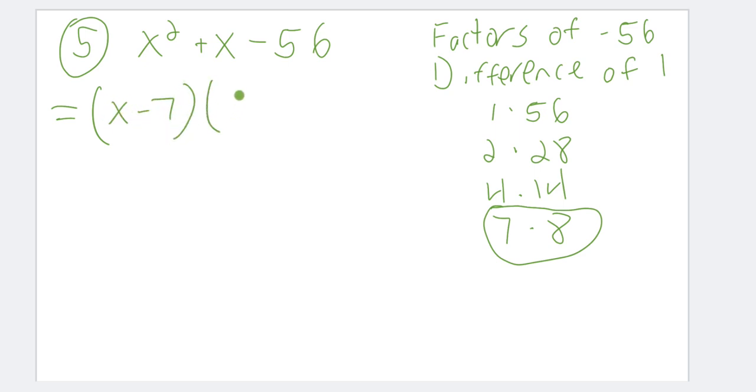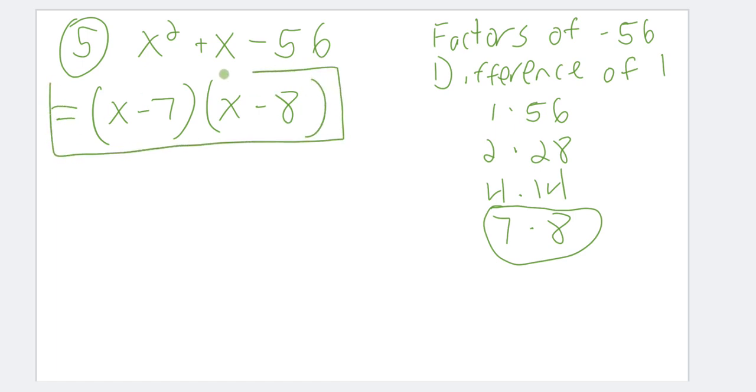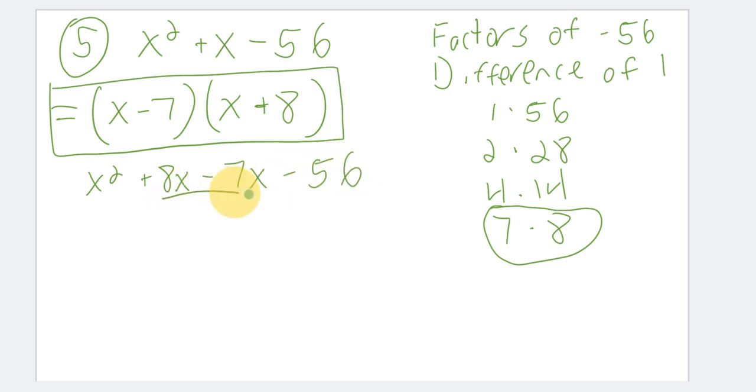And since we want a positive 1 in the middle there, we want to make our bigger number positive. So x plus 8, because we multiply that out, we'd get x squared plus 8x minus 7x. And give you your plus 1x right there.